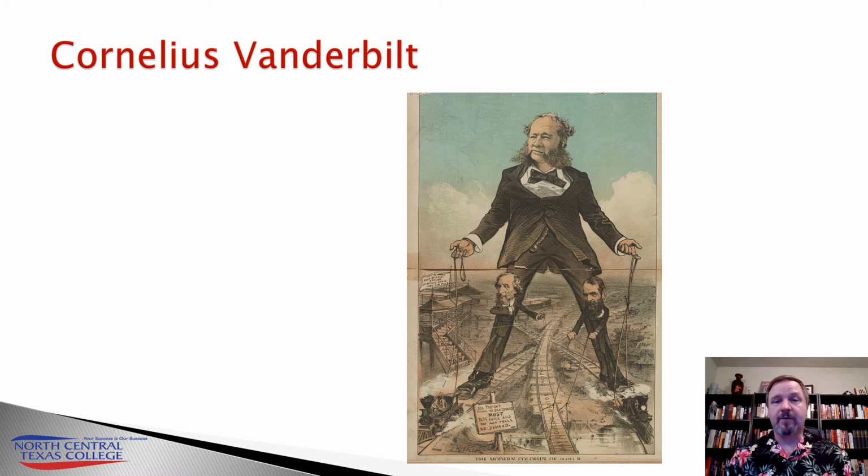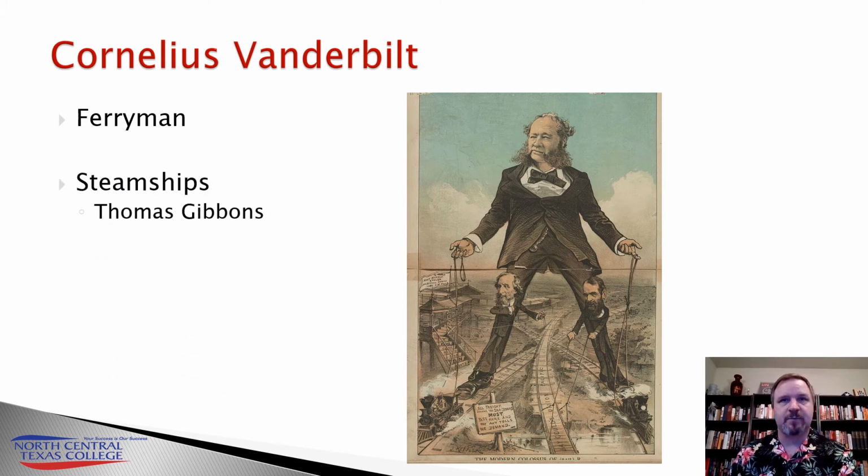He was the son of a ferryman and a farmer, and by the age of 16, he was transporting people around New York Harbor. Okay. During the War of 1812, he had gotten a government contract to supply military units in the New York area, including up the Hudson River to West Point. Right. In 1818, he sold all his interest to go work with a man named Thomas Gibbons, who owned a steamship line. He got into steamships at this point.